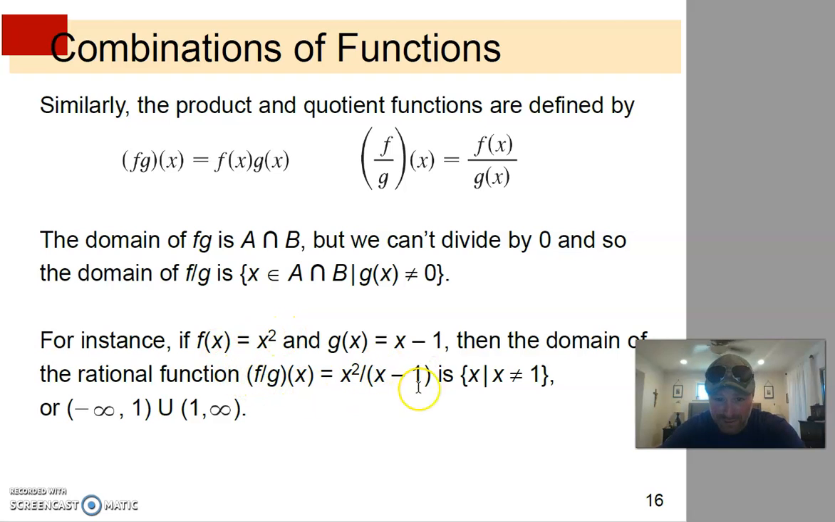If we were to do this here, notice that x minus 1 would be in the denominator, which means that x cannot equal 1, because if it was 1, then the denominator would equal 0. And then we can use our interval notation to denote what the range is in this case.